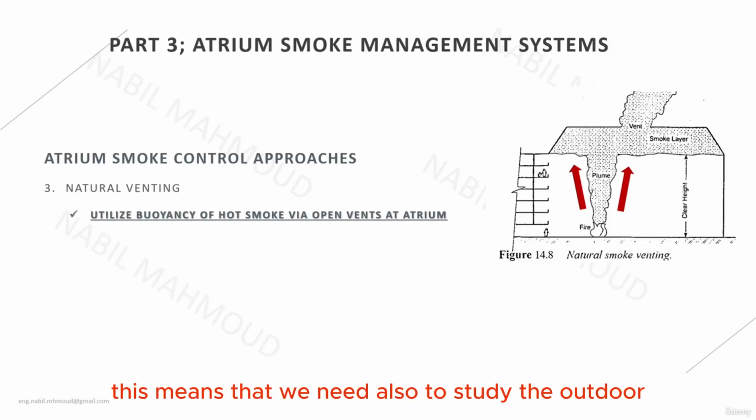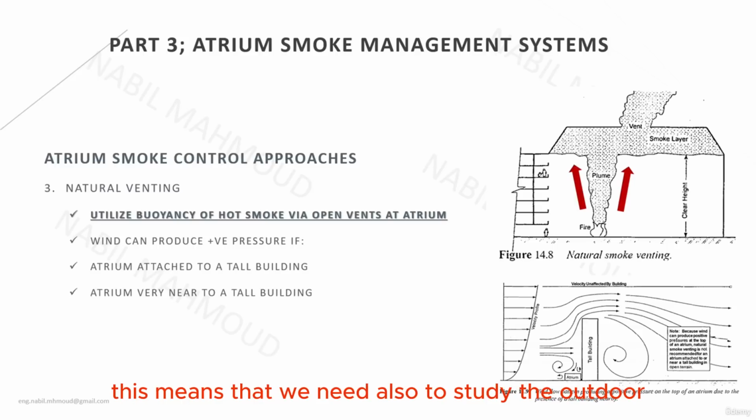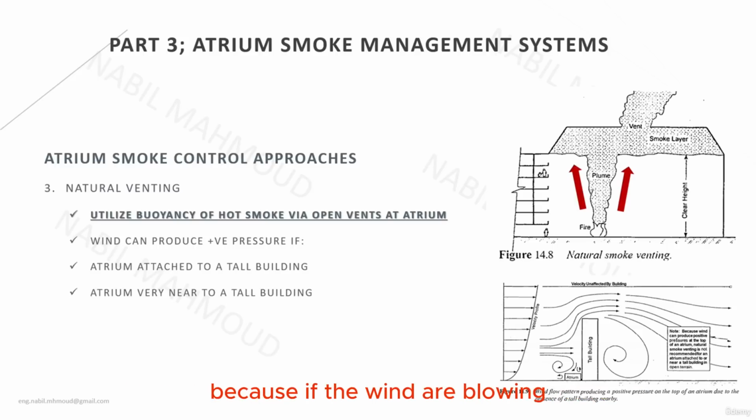Since we are using the buoyancy effect of the hot smoke to rise up and exhaust naturally through the vent, this means that we also need to study the outdoor external ambient conditions, because if the wind is blowing, this will exert a positive pressure on the building, and so it will exert a positive pressure on the smoke vent. And this can be a serious problem in atriums that are attached to a tall building and atriums that are very near to a tall building.